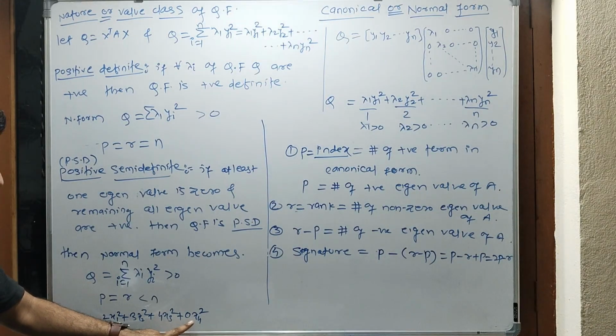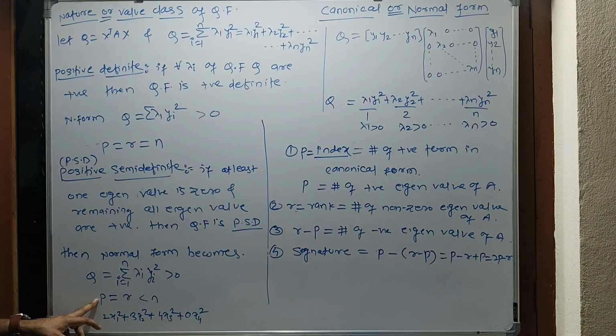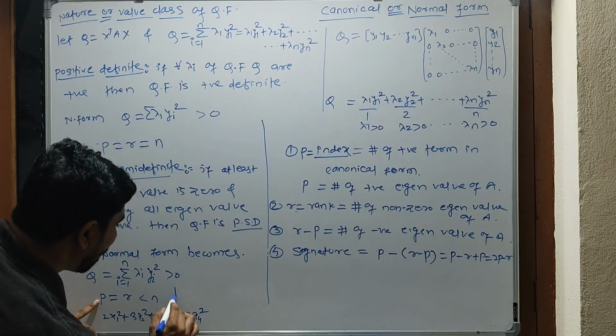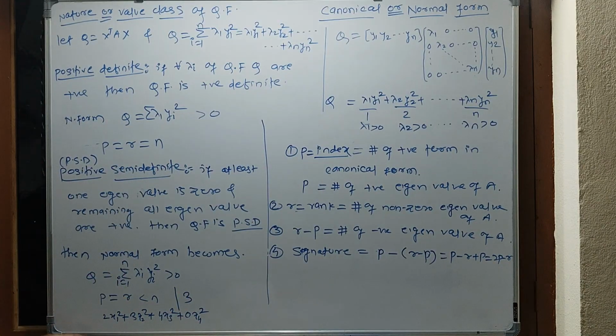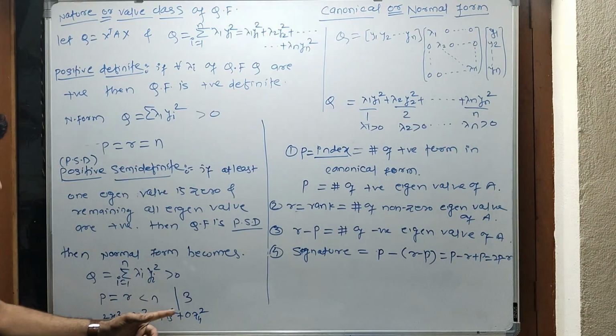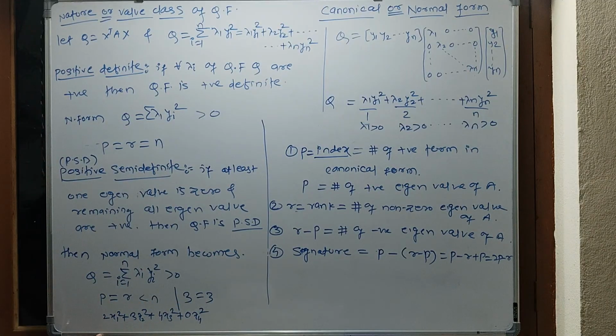So here lambda 4 corresponding to this x4 eigenvalue is 0 and the remaining eigenvalues are positive: 2, 3, 4. Here p is the number of positive terms. Can I take 3? Here r is the number of non-zero eigenvalues. Here this is non-zero, this is non-zero, this is non-zero. So can I take r equal to 3? Yes. And n is the number of eigenvalues.